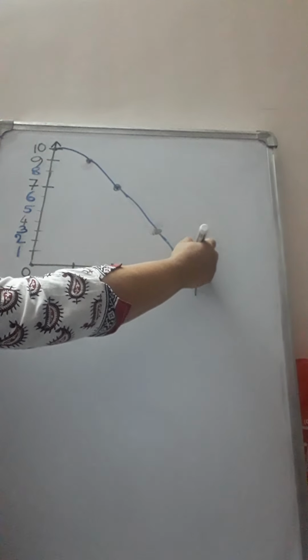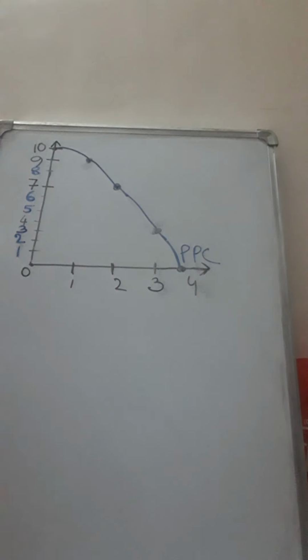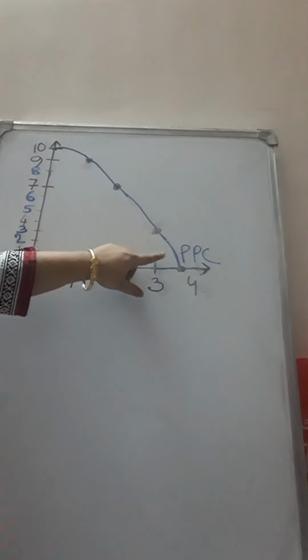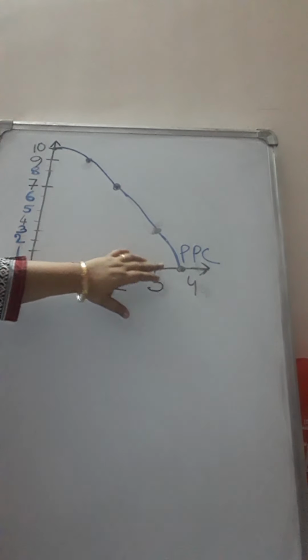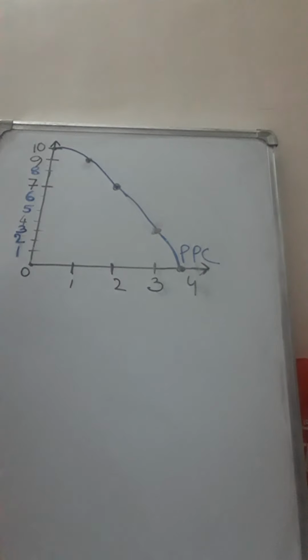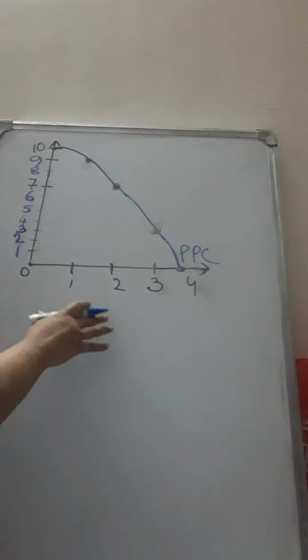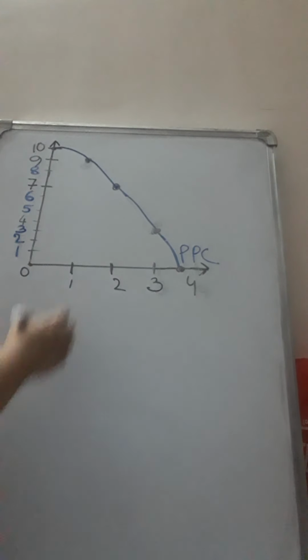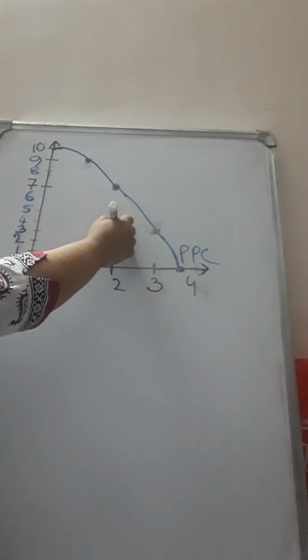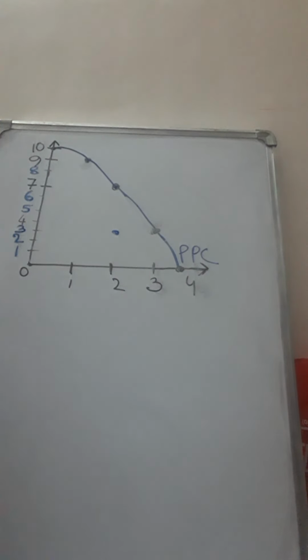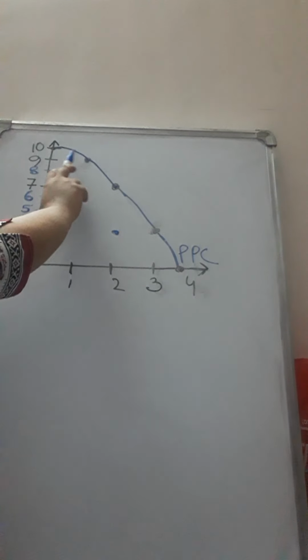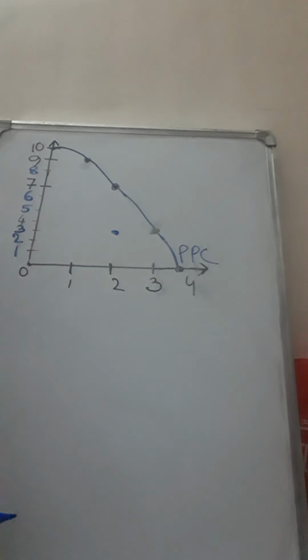Now this is the PPC curve, which shows the locus, or the joining line, of the different combinations of X and Y commodities that can be produced within the country. Now, a few properties of the PPC curve that we will be studying in this video: if any economy decides to produce at some point which lies interior to the PPC line, that means they are not producing what is possible.